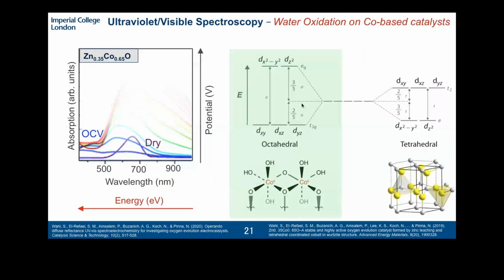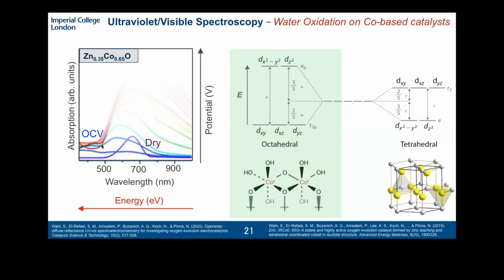In another example, what you can also do, more than just trying to understand the active site, is try to understand the active phase of the material. This is again an example of a cobalt-based catalyst. It's a zinc-doped cobalt oxide, which starts off with the cobalt in a tetrahedral coordination environment. So in the dry spectra, you have that in purple here. And as soon as you dip it in electrolyte, without any oxidation or reduction, you see a shift in the spectra to lower wavelengths, or larger energies, basically.